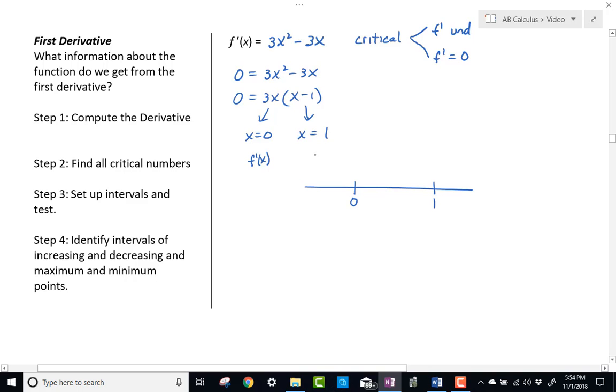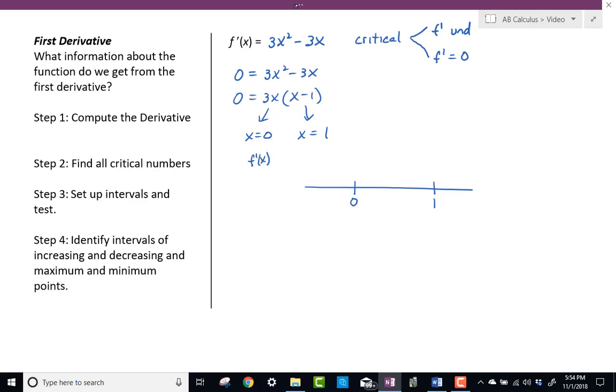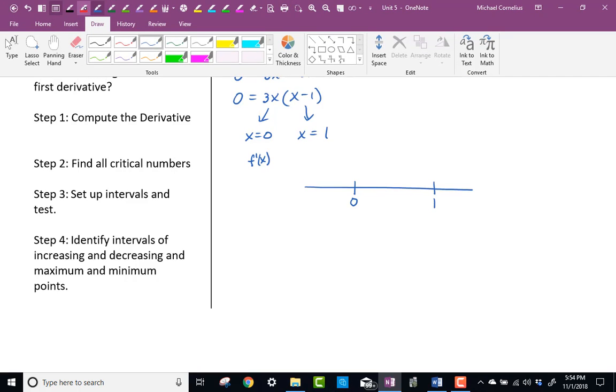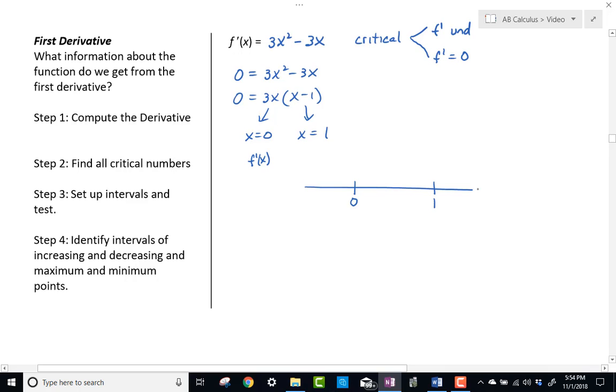I want to know what's happening on the left side of 0, between 0 and 1, and to the right side of 1. All I know for sure right now is that somewhere on my graph, if we were graphing f of x, I would have a 0 here, and a 0 here. But I don't know if f is increasing here, decreasing here, what's going on. So that's what I'm about to find out.